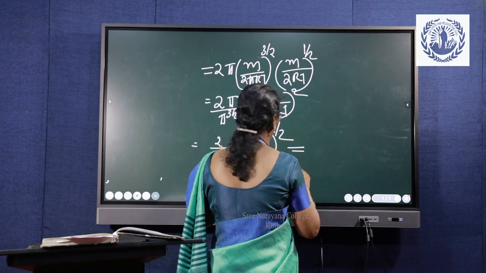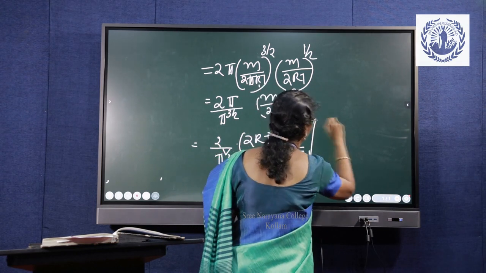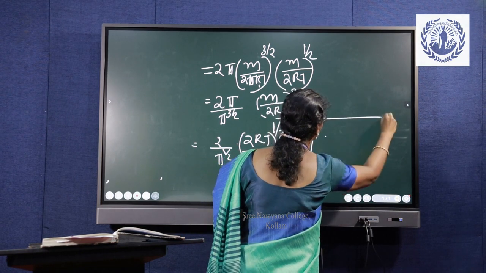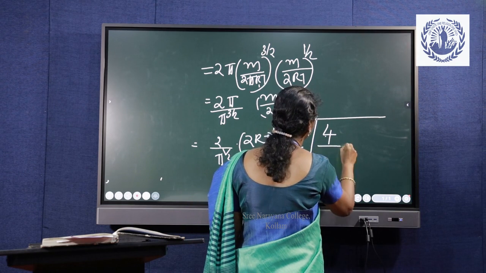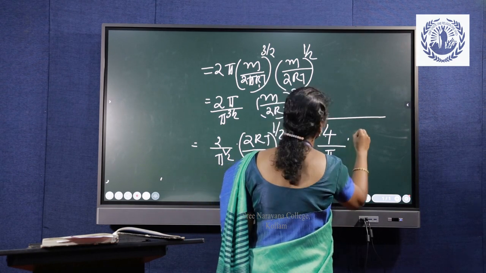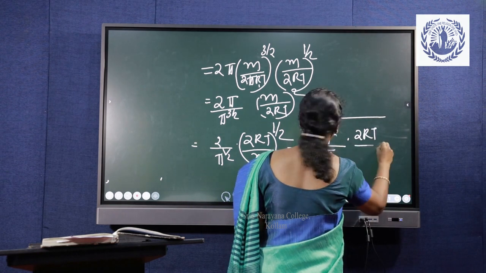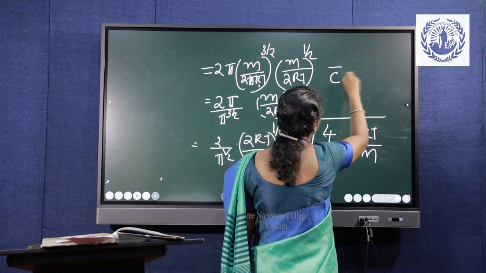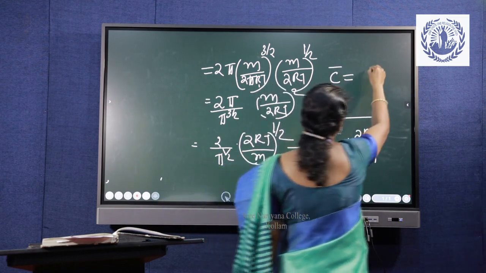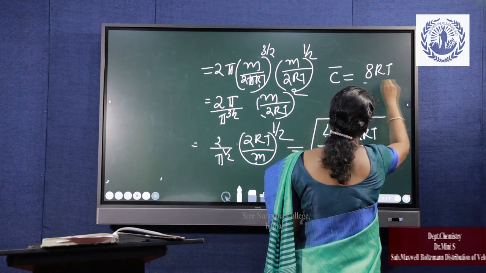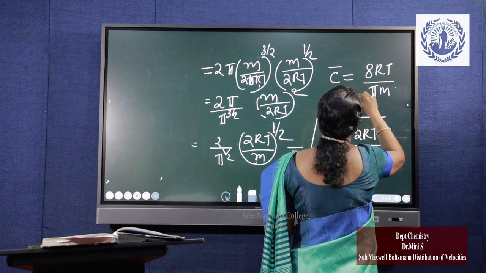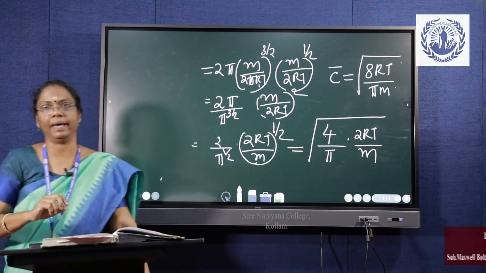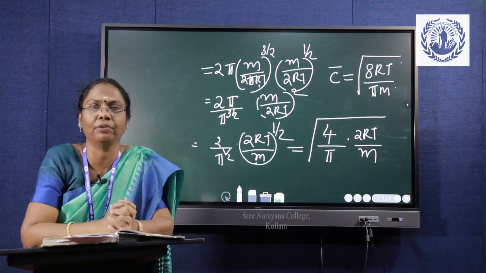Now the 2 is out of the root, it can be taken inside, and we can write 4 divided by pi into 2RT by m, and finally we can write C bar is equal to root of 4 into 2, that is 8 RT by pi m. So C bar is equal to root of 8 RT by pi m. This is the final equation for average velocity.